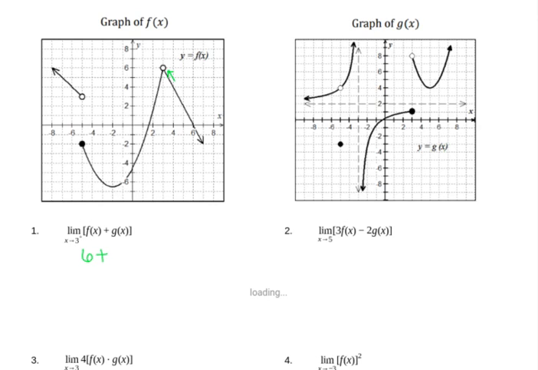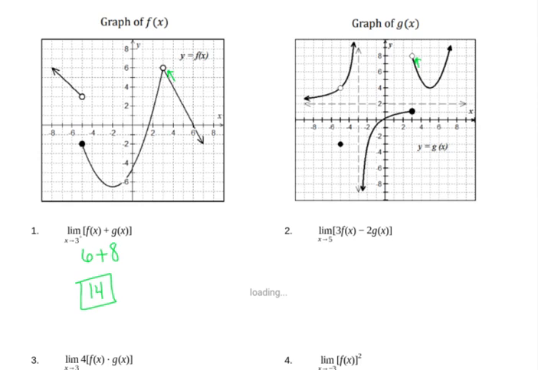So that value is 6, plus, now I want to look at the limit of g of x as x approaches 3 from the right. So 3 from the right is going to be right here. That is going to be 8. So I know that 6 plus 8 is 14, and there's my answer.